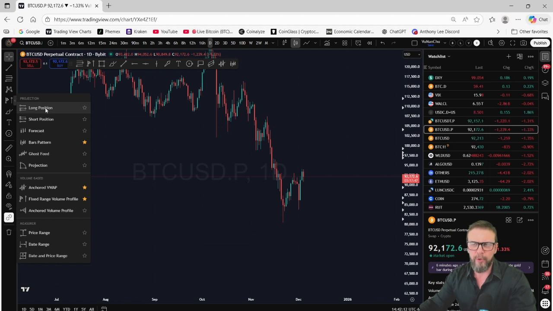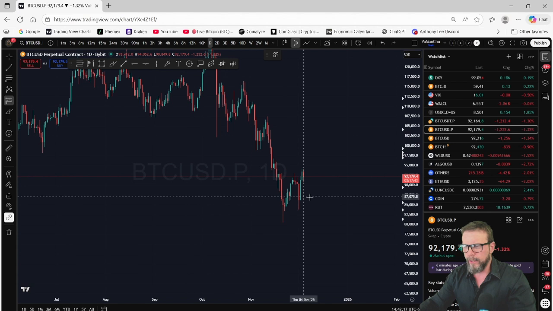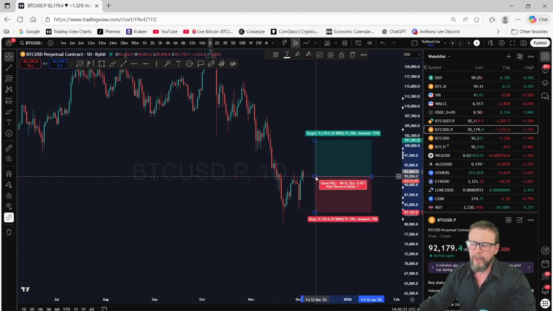Let's say I wanted to enter a long right here where current price action is, okay? I'm going to click on the long position button, and I'm going to come over here and click where I want to enter my trade. Okay, it's going to pull up a green and red box like this.